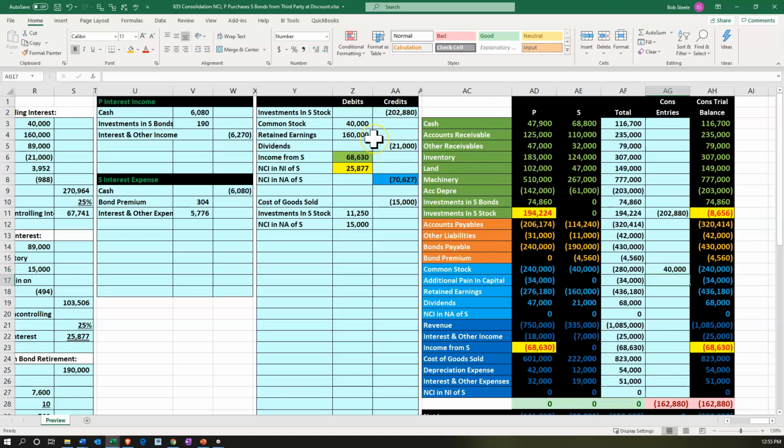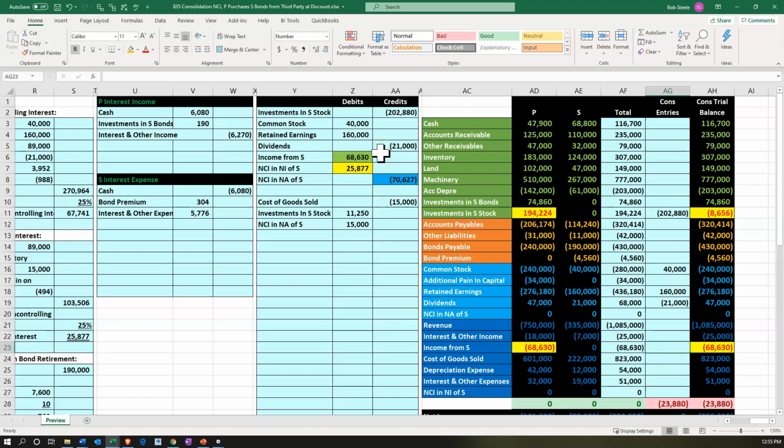Then we're going to go to the retained earnings. So that's not retained earnings. Retained earnings is here. That's going to be the 160. Then we'll go on down to the dividends. So dividends will be here. That's going to be equal to, similar process with all of these equity accounts. We basically removed the S side, bringing us back to what P has on the consolidated numbers all the way to the right. Then we're going to go to the income from S.